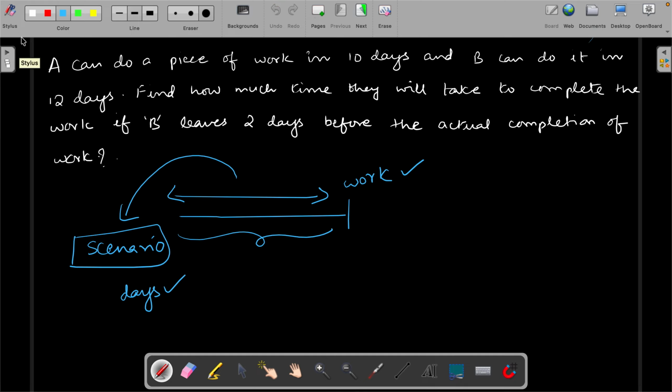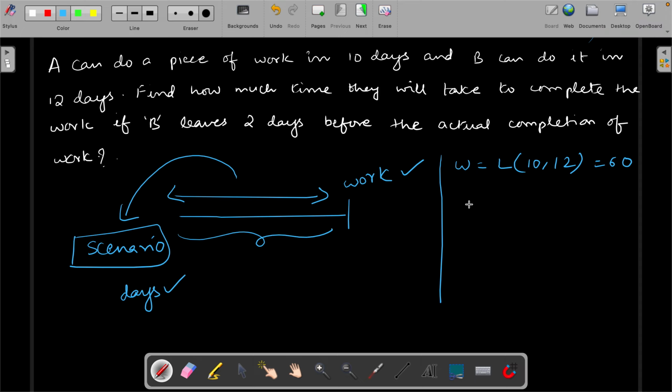Now let us solve this question. What they have given? They have given that A can do a piece of work in 10 days and B can do it in 12 days. Now we need to assume a value for work done. What is the ideal value for work done? LCM of 10 and 12. Why? Because it makes our calculations easier. So work done is LCM of 10 and 12, which is 60.